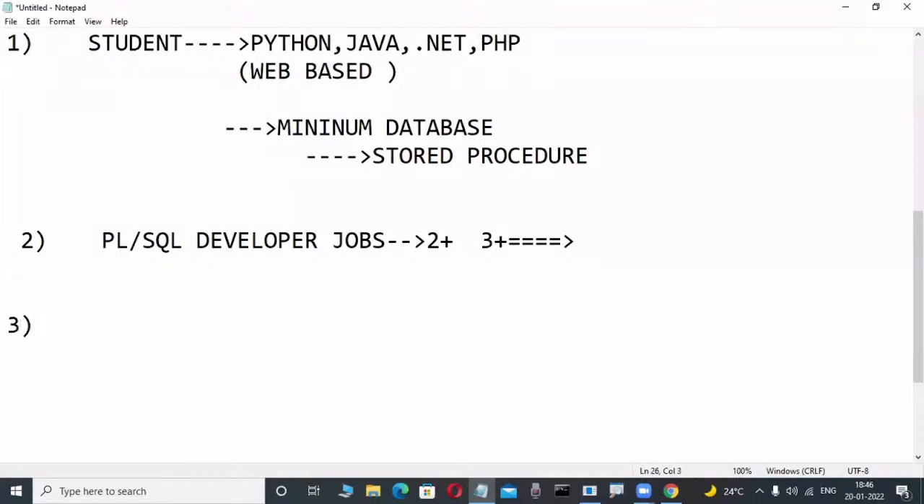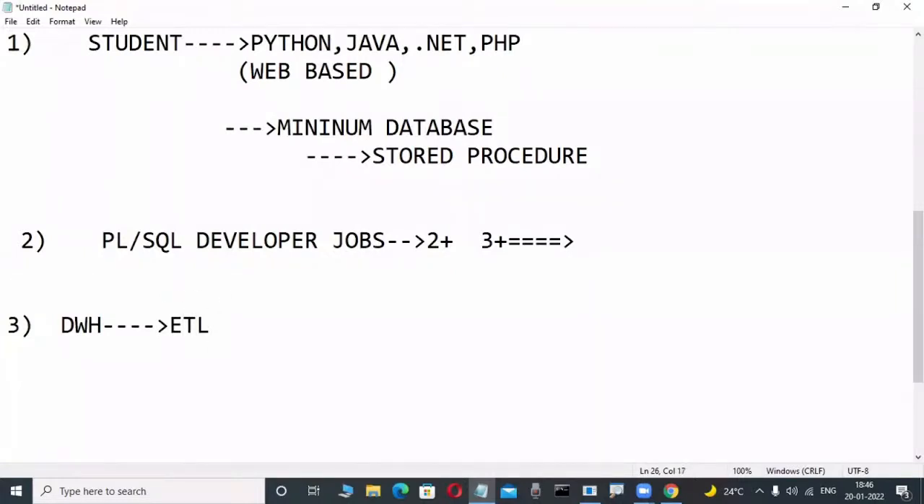Another type of persons. Nowadays so many persons do not have very good knowledge of coding, maybe not technical persons. They want to move into software. In that case, one type of job is there: data warehousing technologies. In that, ETL programmers are there and reporting programmers are there.